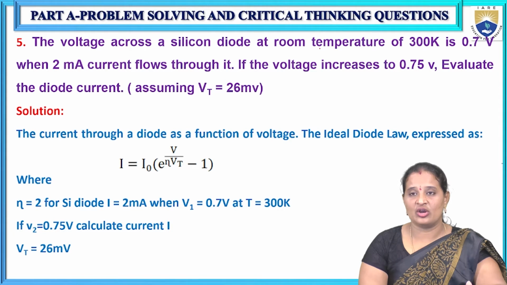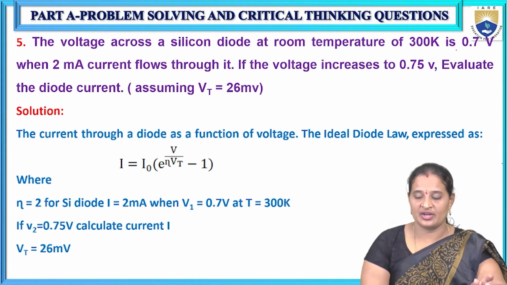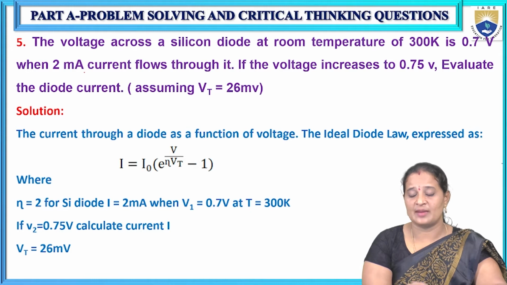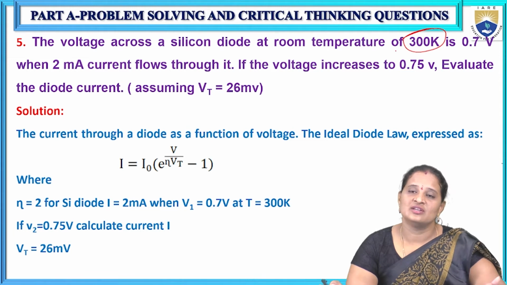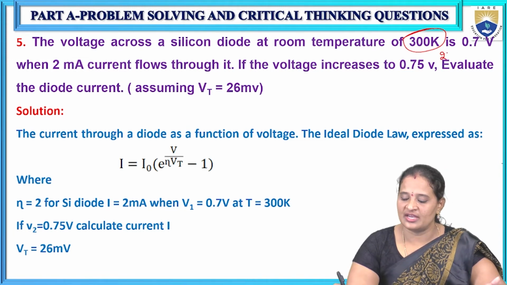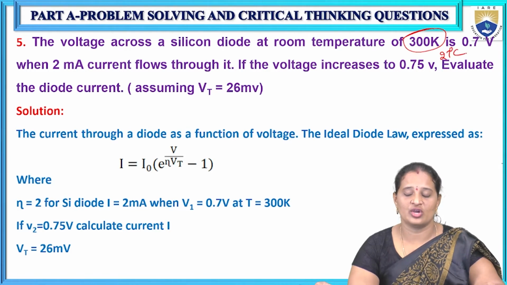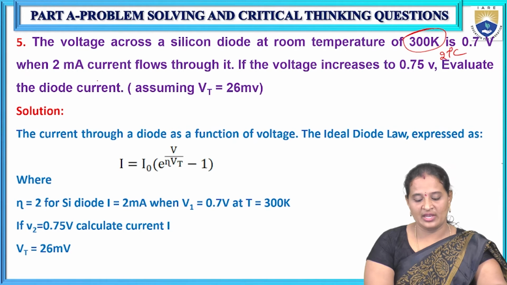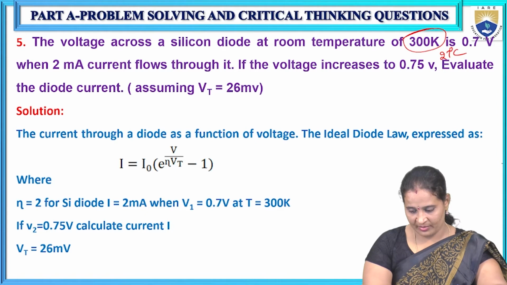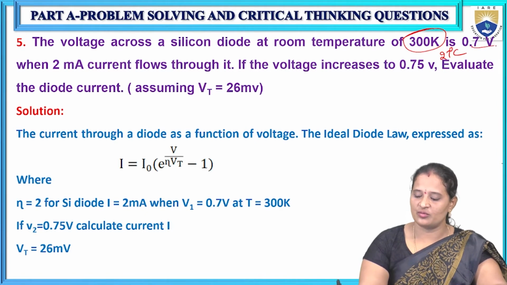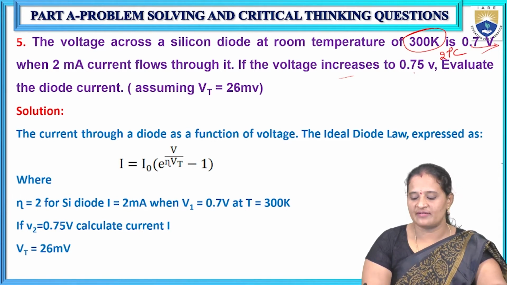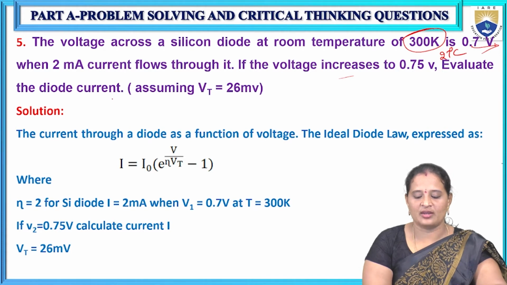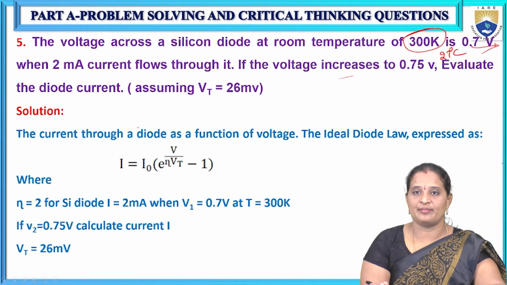Now the voltage across a silicon diode at room temperature of 300 Kelvin is 0.7 volts. Sometimes he may not give you the value. Room temperature means you should identify that it is 300 degree Kelvin. That is in centigrade, it is 27 degrees centigrade. Okay, 0.7 volts when 2 milliampere current flows through it. Voltage is given and the current is also given. If the voltage increases to 0.75, evaluate the diode current, assuming Vt is equals to 26 millivolt.